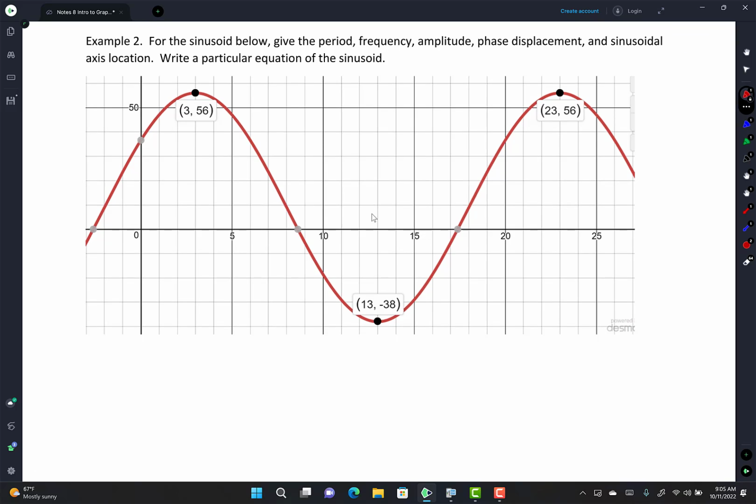Here's a graph. Example 2. It says from the sinusoid below, give the period, frequency, amplitude, phase displacement, and sinusoidal axis location for a particular equation of the sinusoid.